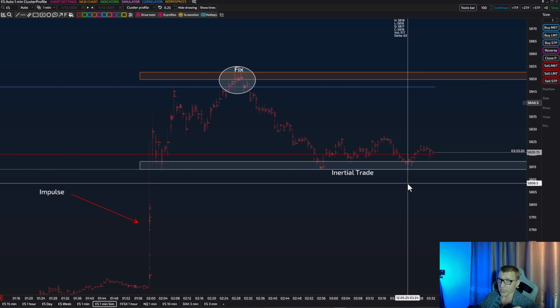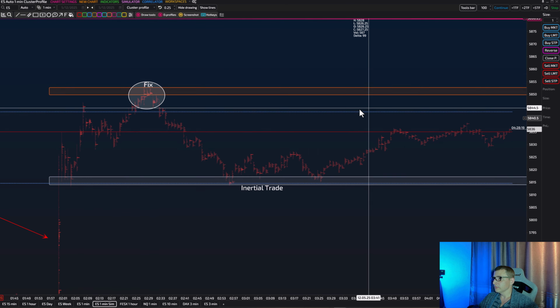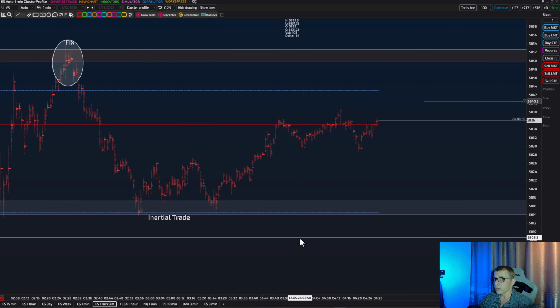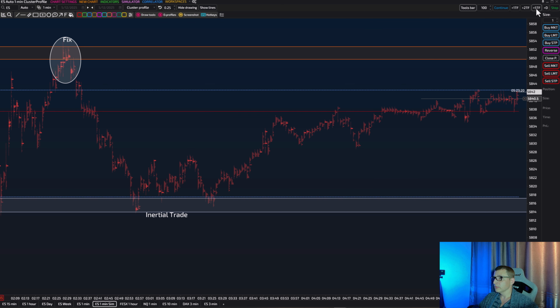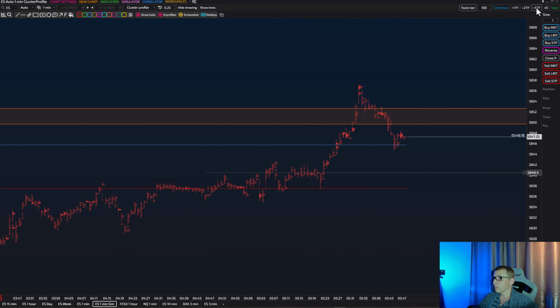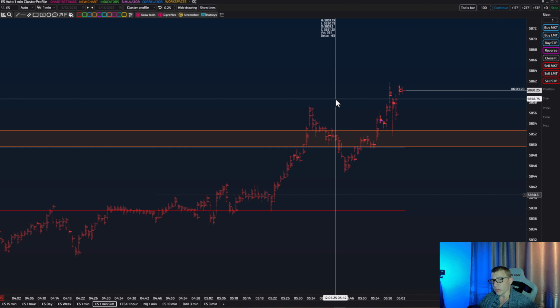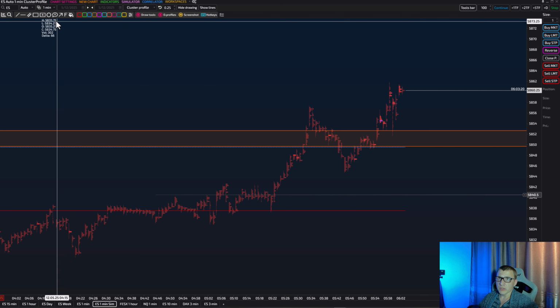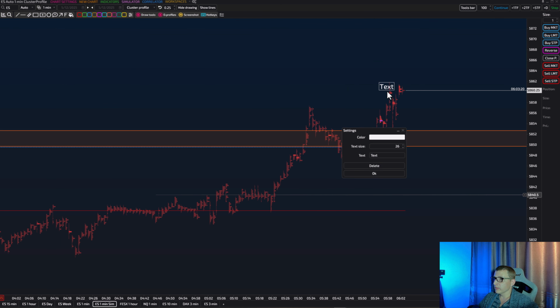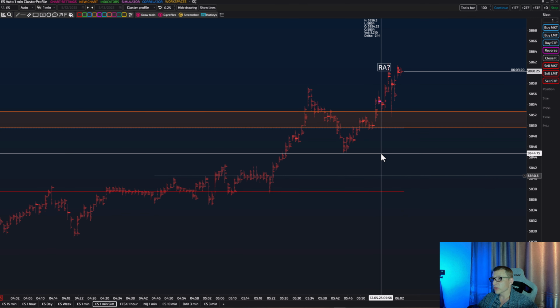What is the next step, by the way? The next potential step is a responsive activity. Let's see. Let me do it like this so you can see everything. Right now, what I see is potentially a seller's responsive activity. We assume this is a seller's responsive activity.